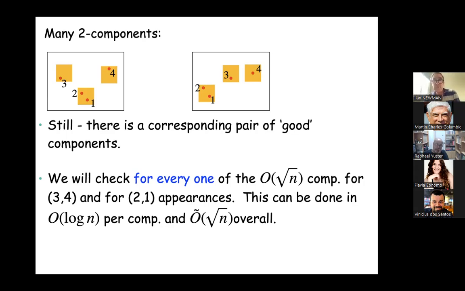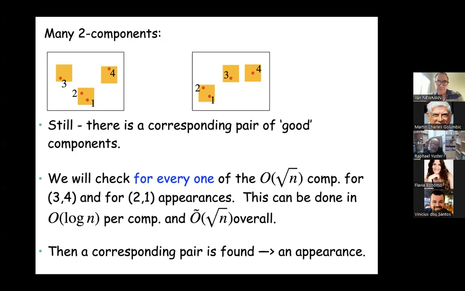And it turns out that we can afford that because I told you that monotonicity testing can be done in log n. So it can be done in log n per component, and we have square root of n components. So overall, this is tilde square root of n, so essentially the order of square root of n. So I can do that for all components in parallel to test for the sub-pattern appearances of size 2. And then after I tested all of them, of course I will find the 2 that match, and I'm guaranteed that there are 2 that match, that together form the 4 pattern.